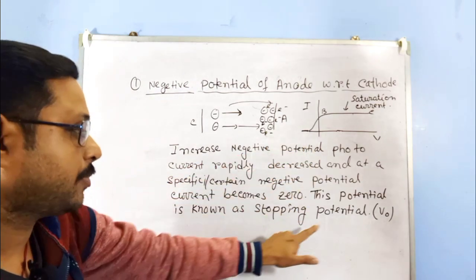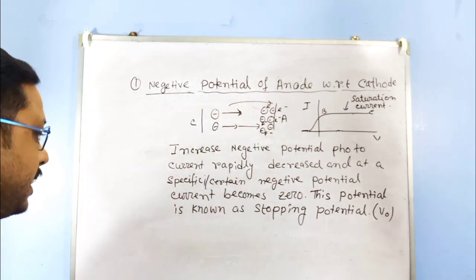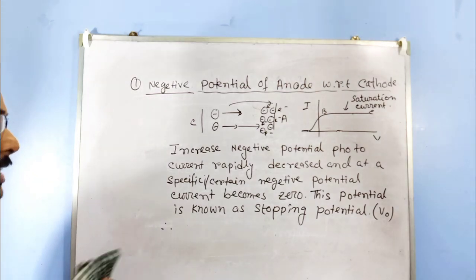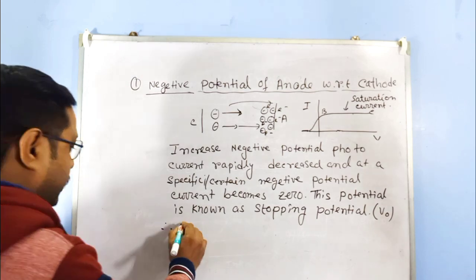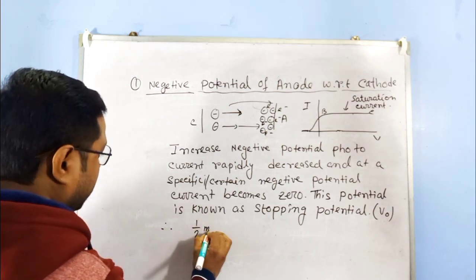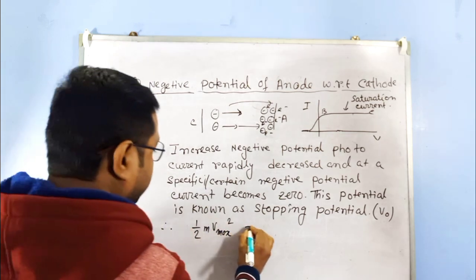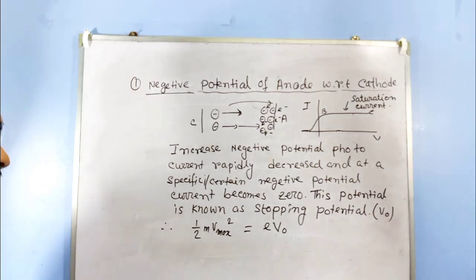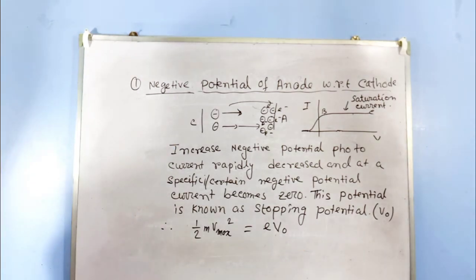This potential is called the stopping potential because it stops the electrons from reaching the anode. At this time, the kinetic energy of the photoelectron decreases and the potential energy increases by eV0. If the kinetic energy is written as half m v max square, it must be equal to the potential energy e into V0. In this case, we get half m v square equals eV0.